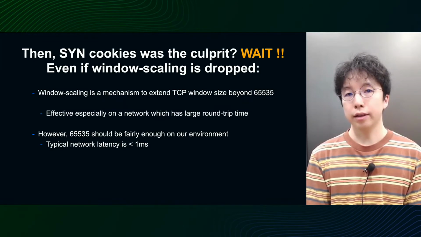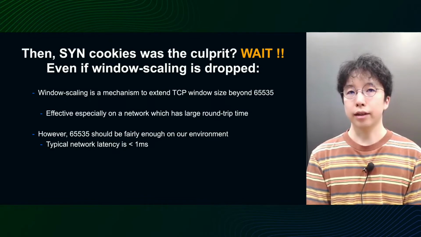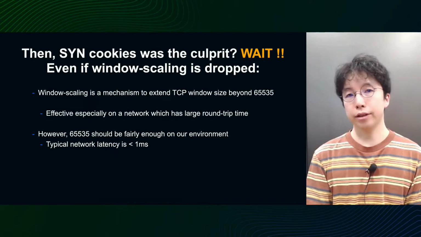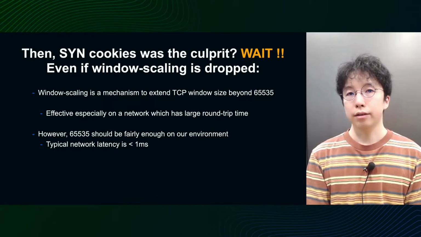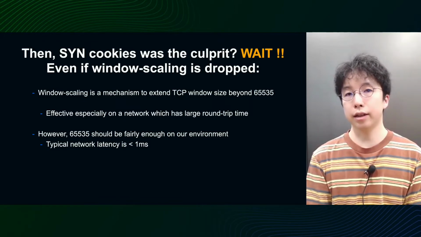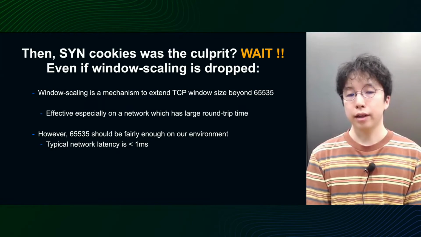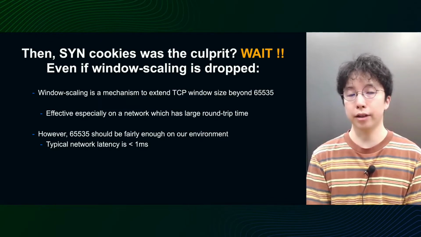Even if the window scaling factor is disabled, I wondered if it could cause such a sudden delay in requests. The reason is that window scaling is a mechanism to increase the window size beyond 65,535. This is effective in networks with a long round trip time such as the Internet, but in our environment with very small latency connections, even if window scaling is disabled and the maximum window size is 65,535, we can still get sufficient throughput.